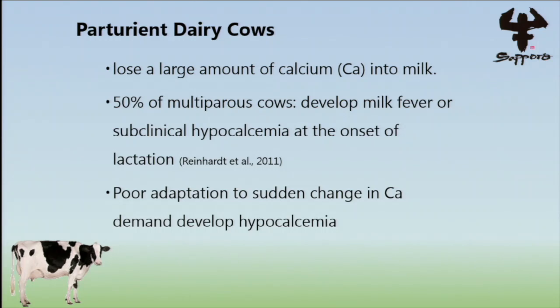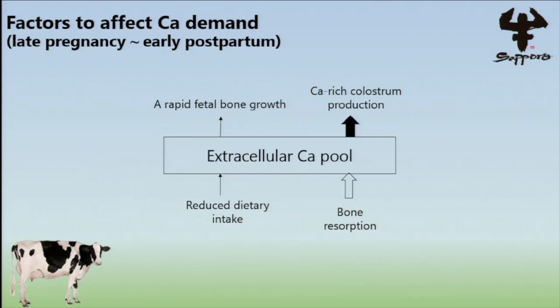In US dairy herds, 50% of multiparous cows develop milk fever or subclinical hypocalcemia at the onset of lactation. Dairy cows which fail to adapt their physiological change associated with a change in calcium demand develop hypocalcemia. Maintenance of calcium homeostasis is challenging for pre-parturient dairy cows because there are some factors to affect their calcium demand.